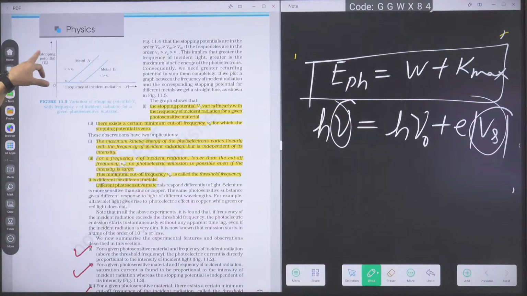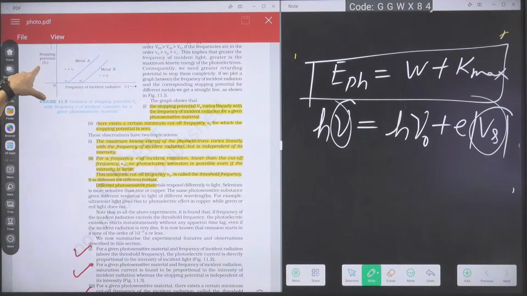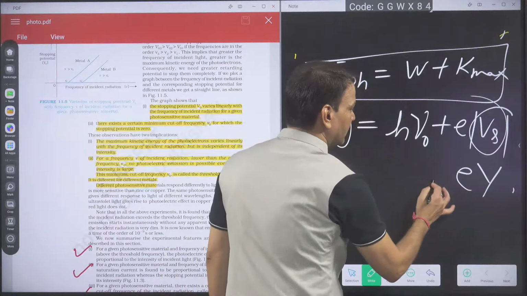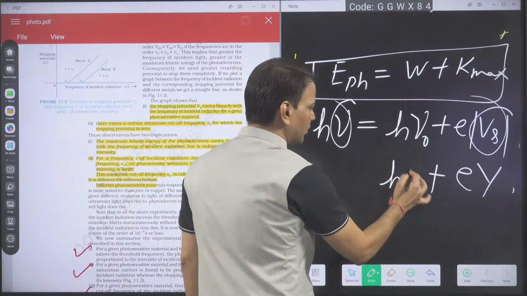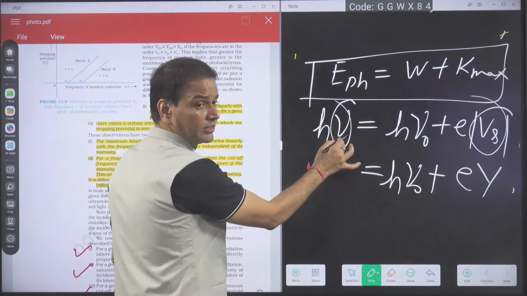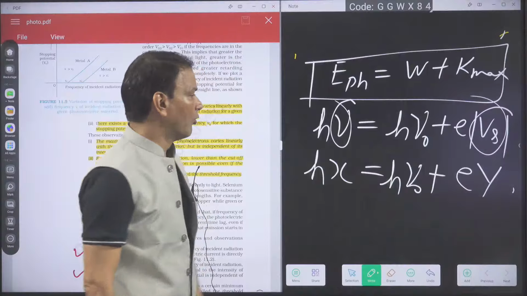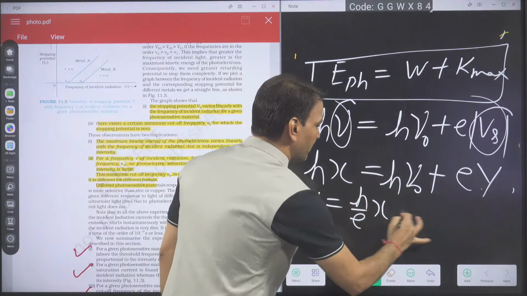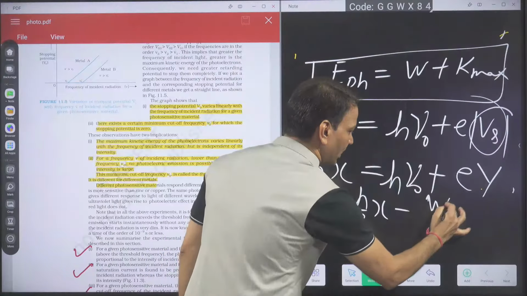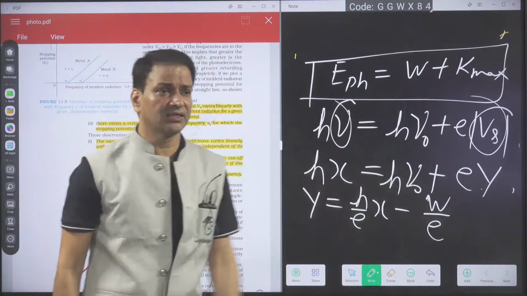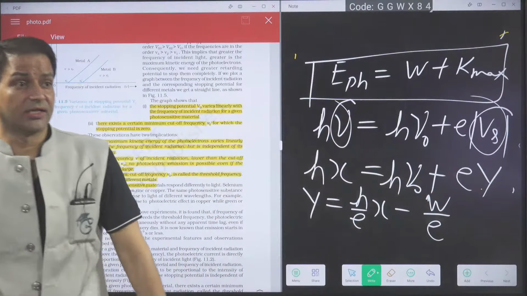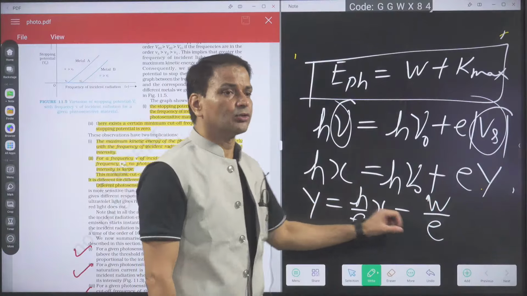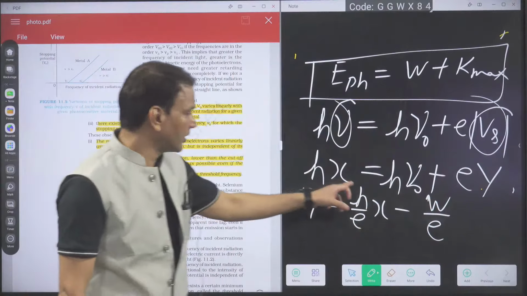Frequency of incident radiation and stopping potential. So basically it is the magnitude of the stopping potential, which we are plotting on the y-axis, and frequency nu on the x-axis. Now y is equal to what? You will get y = (h/e)x minus h nu naught by e, or directly I can say W by e. y = mx + c. This is a straight line with a negative y-intercept. What is the y-intercept? Minus W by e. What is the slope? h by e.